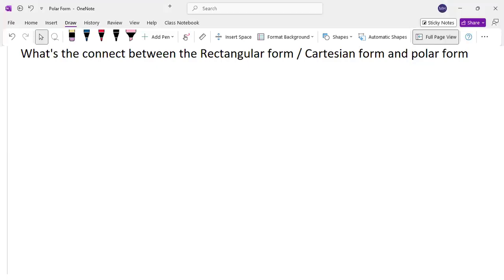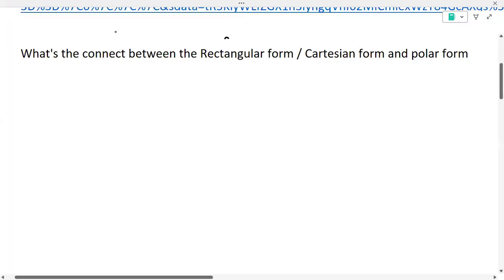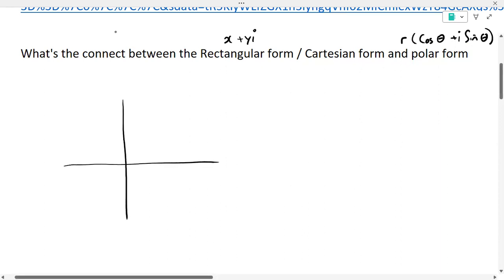So our rectangular form is our usual x plus yi form, or excuse me, we call that Cartesian form as well. Polar form is r cos theta plus i sin theta. So I suppose we want to know, what is the connection though? How do we get from one to the other? Why is it that suddenly x plus yi is r cos theta plus i sin theta?